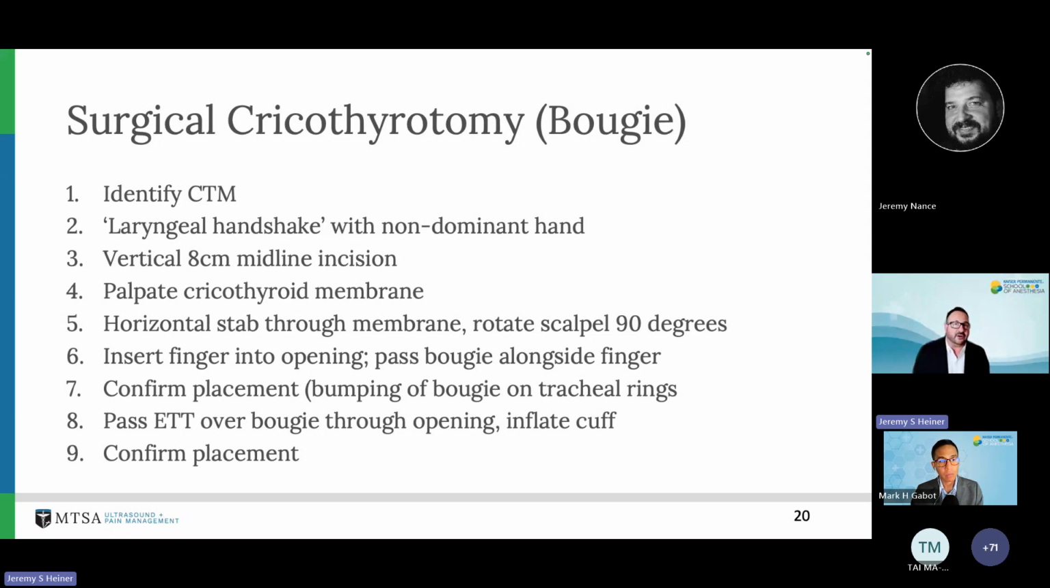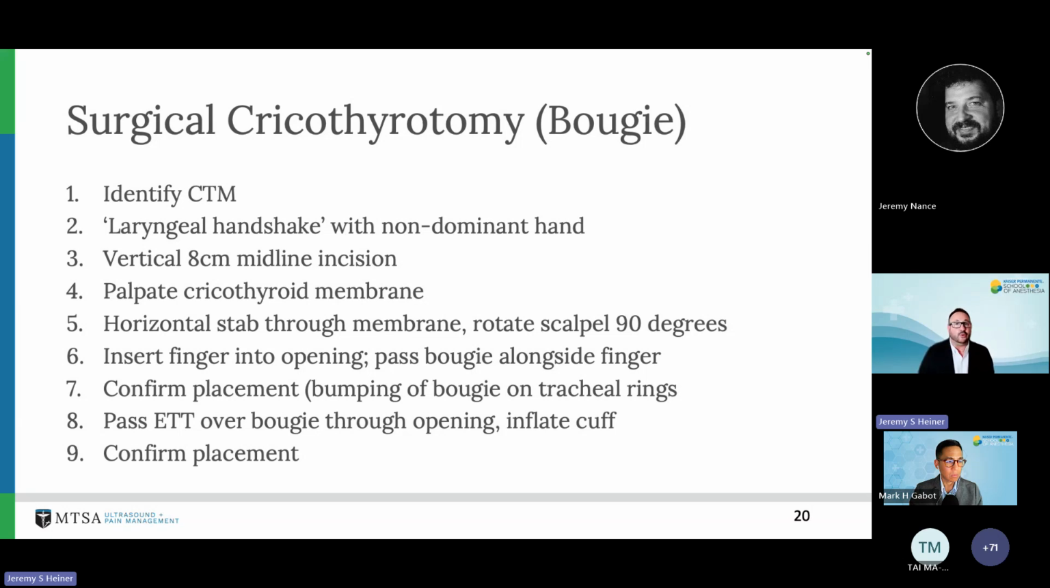Another reason we put our finger in is so that we can feel on the pad of our finger the bougie stylet as it enters the trachea. We can confirm placement, and I don't always feel this when we're practicing with pig tracheas and with 3D models, but you potentially might be able to feel the bumping of the distal portion of the bougie as it angulates and bumps across the anterior portion of each of the tracheal rings.